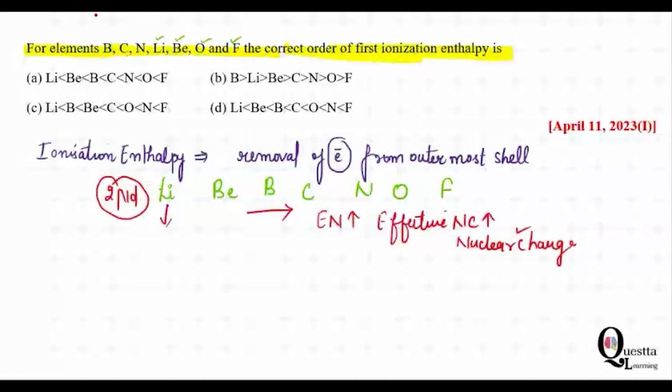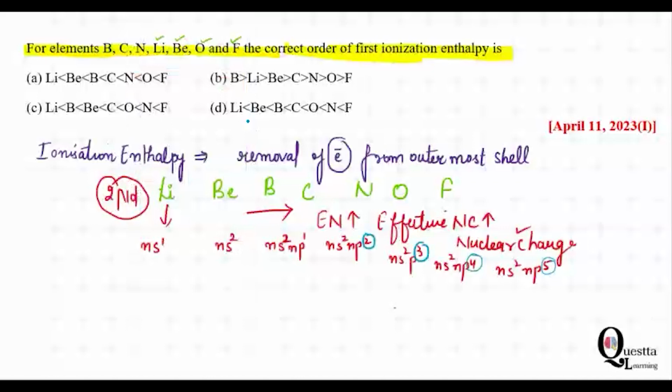How do you have to do it? First write the electronic configuration: that is ns1, ns2, ns2 np1. Coming to carbon, ns2 np2. Coming to nitrogen, that is ns2 np3, oxygen ns2 np4, and this is ns2 np5. Now let us have a look. If you see over here, we have 5 electrons, here we have 4 electrons, here 3 electrons, and here 2. I am looking at the outermost shell.